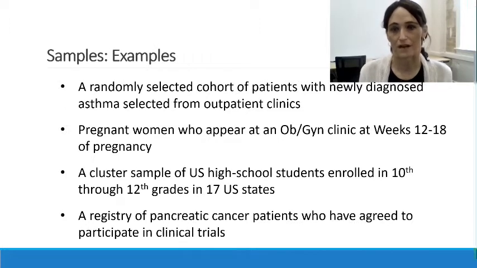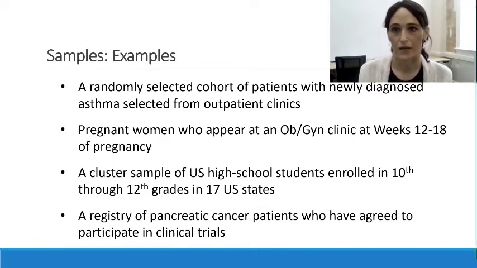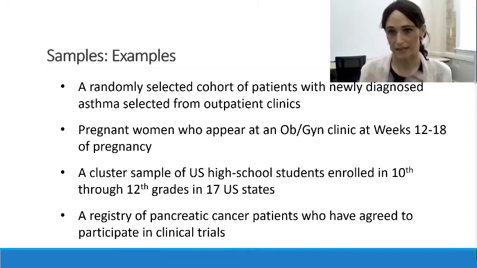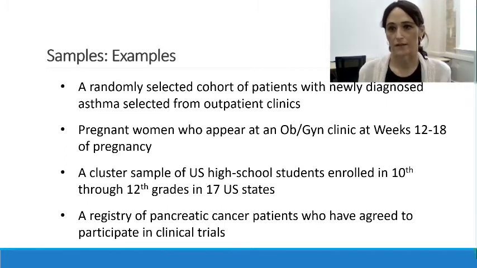So examples of a sample would be a randomly selected cohort of patients with newly diagnosed asthma selected from outpatient clinics. Okay, so if we're trying to talk about the experience of asthmatic patients, ideally we're going to randomly select patients newly diagnosed, not necessarily ones who have had it for a very long time, because there can be what's called a selection bias or a survivor bias that would make them not representative of the entire population of patients. So really we're going to focus on these newly diagnosed asthma patients for this particular study.